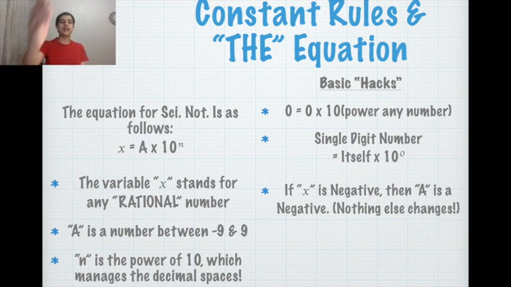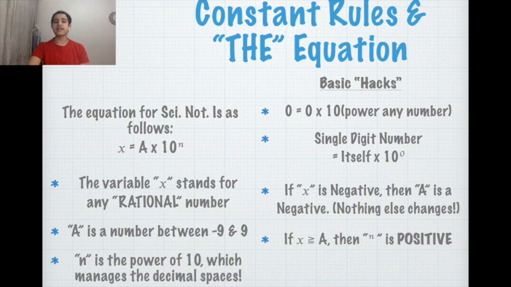Nothing else changes. Yeah, so we're talking about it now. Let's say you're taking 700. 700 in scientific notation would be 7 times 10 to the power 2. On the other hand, negative 700 would be negative 7 times 10 to the power 2. So nothing else but the a in the equation changes.